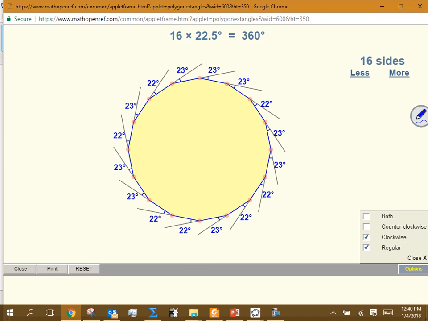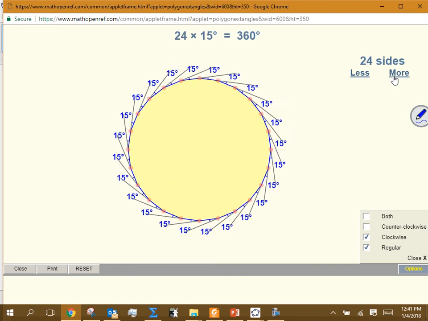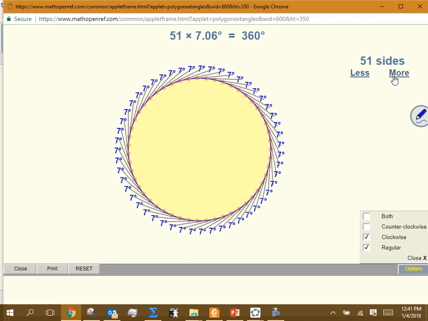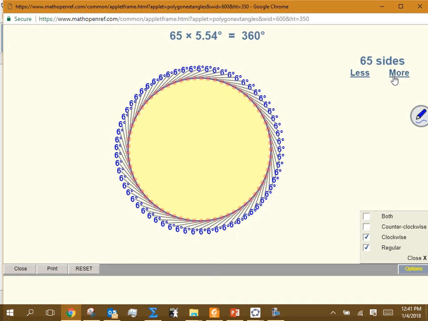The more and more sides that I add, what does the polygon start to look like? The more and more sides, well, the sides become these angles, but the shape is evolving into a circle, right?